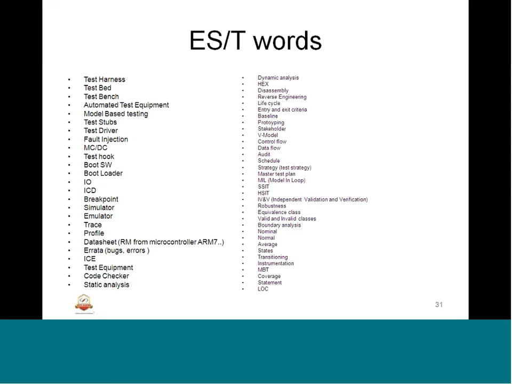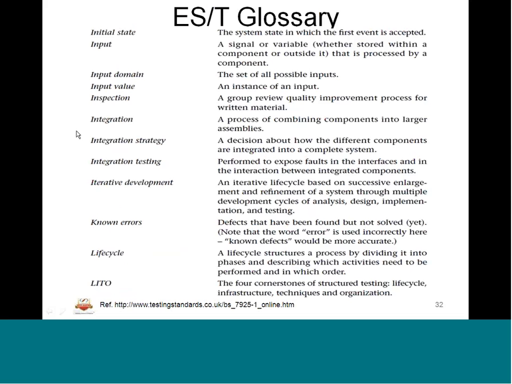We will go through some of the words that we have used. Additionally, after MBT we have coverage, statement, lines of code, instrumentation, etc. So this needs to be studied. Of course, we will have some of the glossary: initial state, the system state in which the first event is affected; input, input domain, input value; inspection. Inspection we will study in the next session. It is a group review quality improvement process for written material. So we will do inspection of the existing thing.